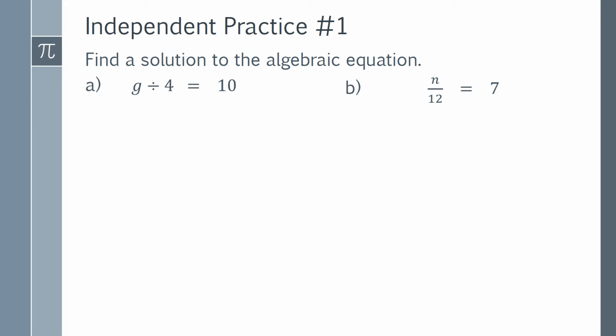Independent practice number 1. Find a solution to the algebraic equation. Part A. G divided by 4 equals 10. Part B. N over 12 equals 7. Now is a good time to pause this video and work on these problems if you have not done so already.